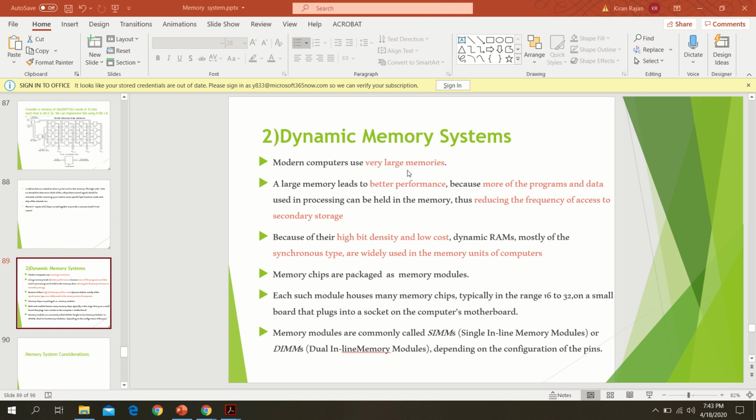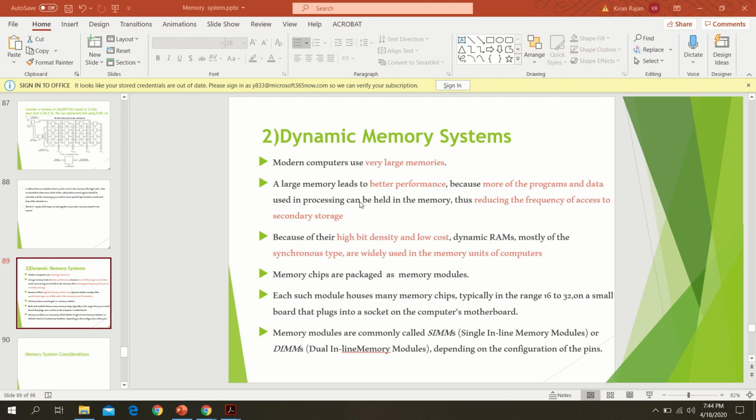We know that in modern computers, larger memory will be there, because if the memory size is large, that will lead to better performance for a computer system, because inside the memory we can store a huge amount of programs or data. And the main advantage is that we can reduce the data transfer between the disk and memory access. Data access from disk can be reduced if the memory size is very huge.